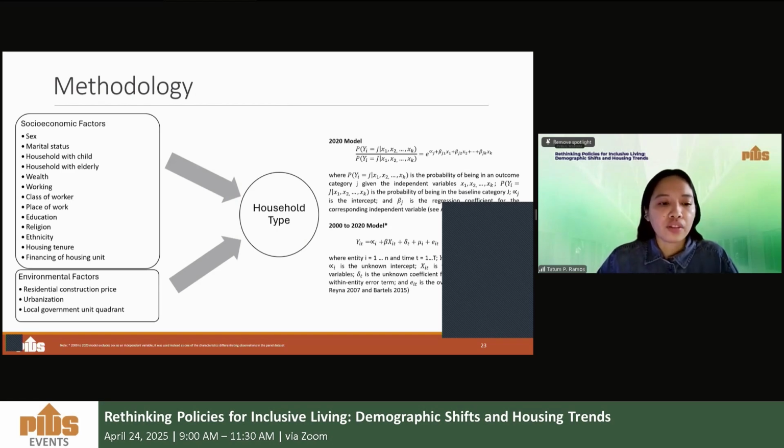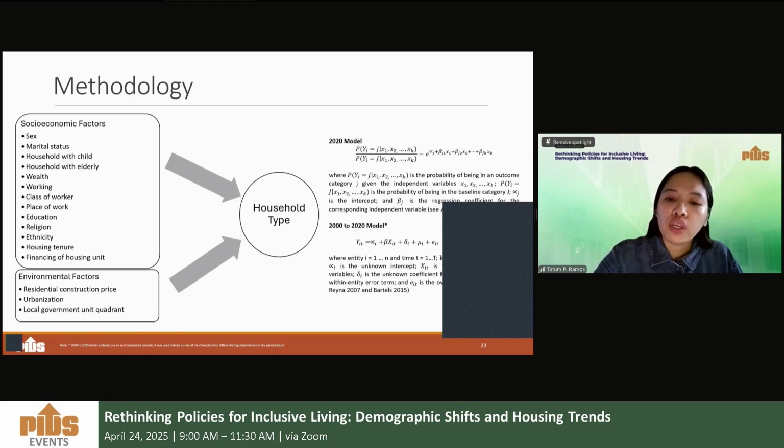The environmental factors include residential construction price, whether the individual lives in an area that is urban or rural, and most of the data on these variables were based on data from the PSA. But the last one, which is the local government unit quadrant, is based on data from the local government academy. So they have classifications of local government units or LGUs in terms of performance and capacity.